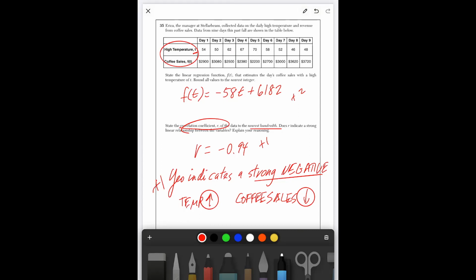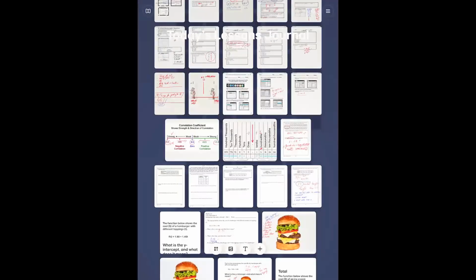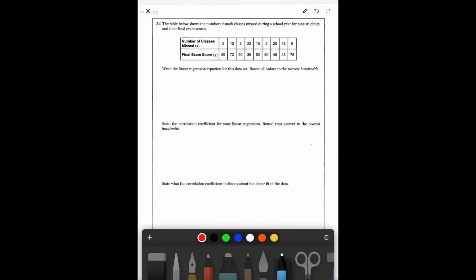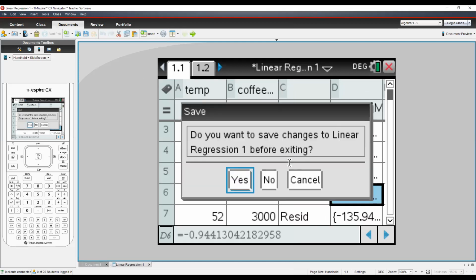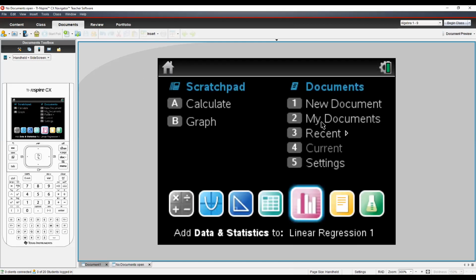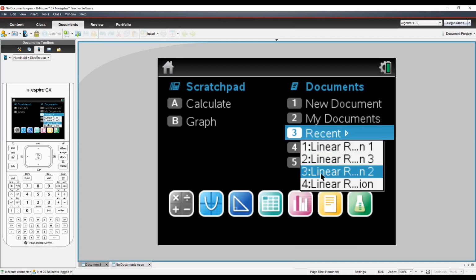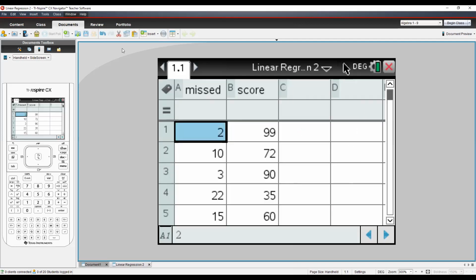I'm going to do one more example. I was going to do 3, but it's taking a little bit, and I don't want to make this video too long. So let's do the next one. All right, so what we have here is, let me go, and I don't want to save this. Nope. So let's go recent. We're going to go for 2 here. Now, let's go to the iPad.